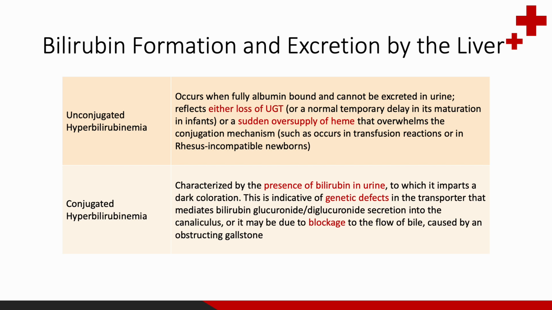Conjugated hyperbilirubinemia, on the other hand, is characterized by the presence of bilirubin in urine, to which it imparts a dark coloration. This is indicative of genetic defects in the transporter that mediates bilirubin glucuronide or diglucuronide secretion into the canaliculus, or it may be due to blockage to the flow of bile caused by an obstructing gallstone. In both cases, bilirubin conjugates are formed in the liver, but with no means of exit, they regurgitate back into plasma for urinary excretion.